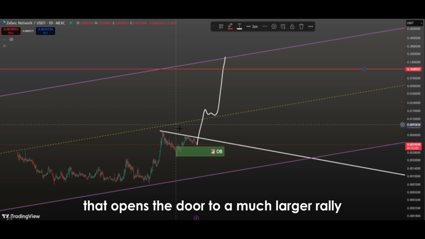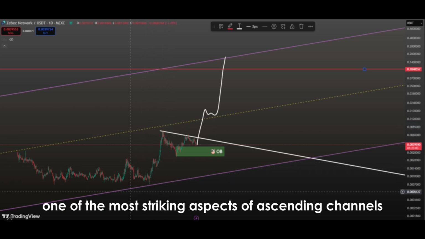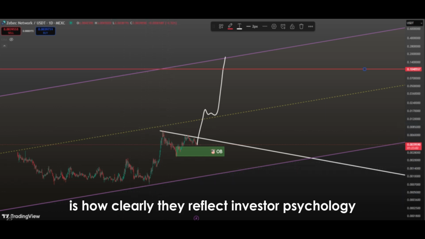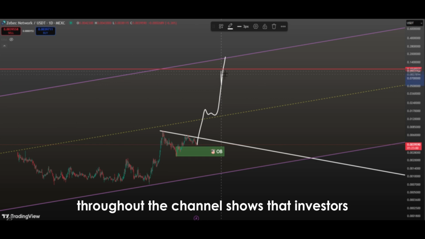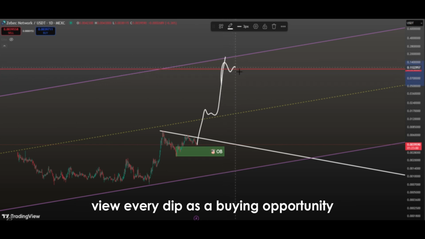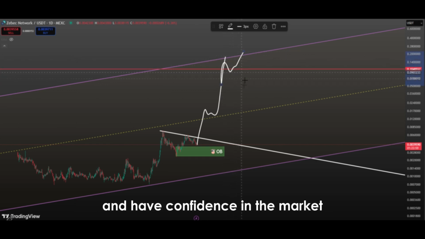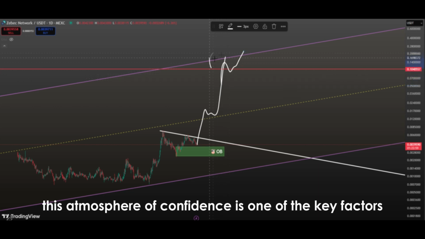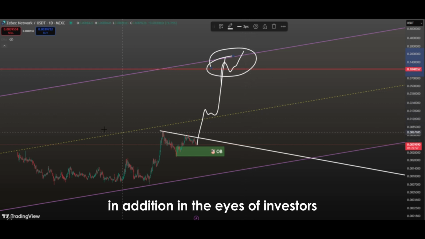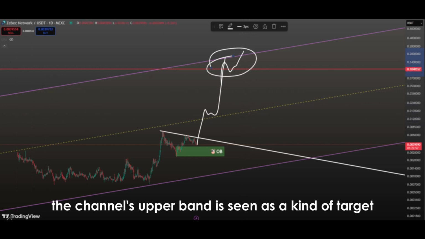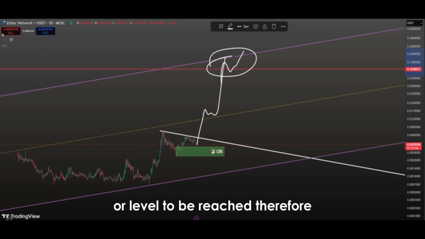One of the most striking aspects of ascending channels is how clearly they reflect investor psychology. Because the movement of price from the lower to the upper band throughout the channel shows that investors view every dip as a buying opportunity and have confidence in the market. This atmosphere of confidence is one of the key factors that allows the trend to continue. In addition, in the eyes of investors, the channel's upper band is seen as a kind of target or level to be reached.